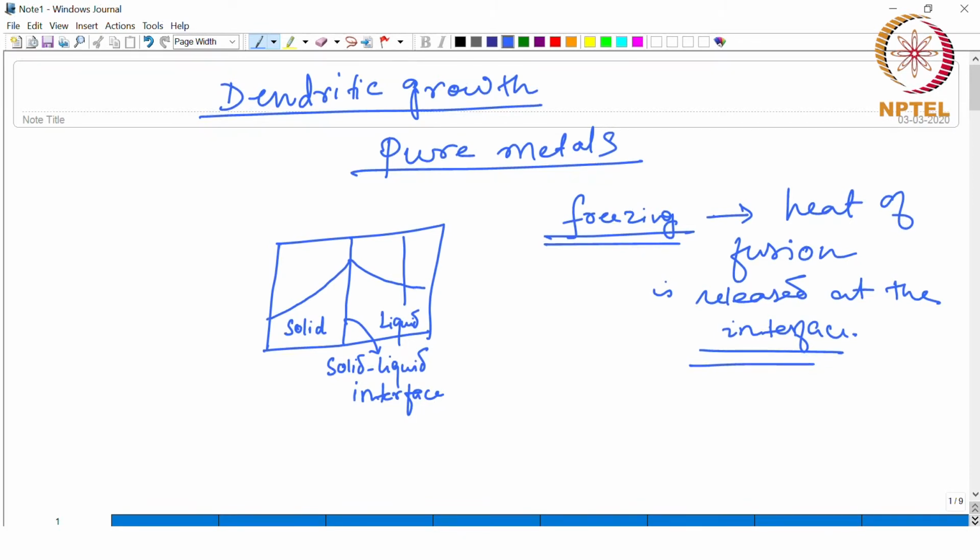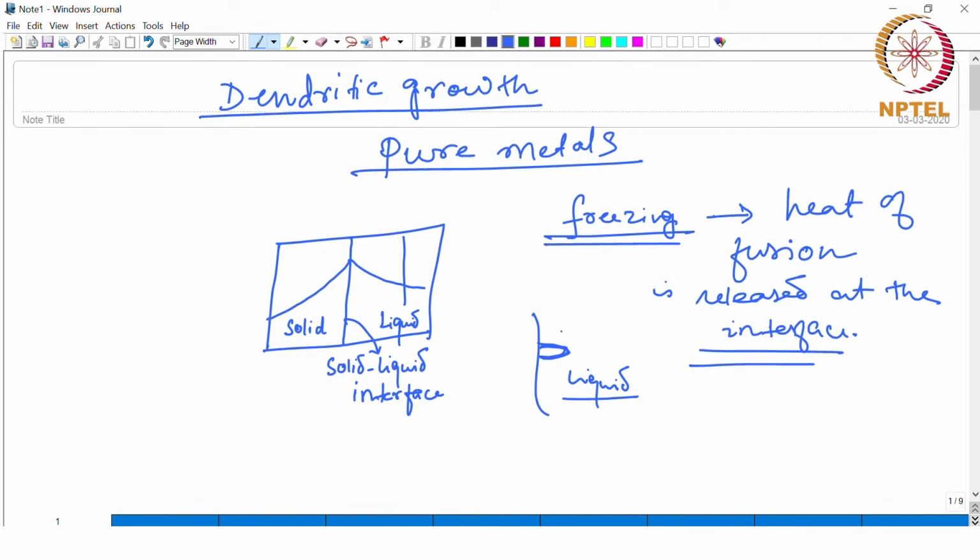So, now that the temperature in the liquid ahead of the interface is lower compared to the temperature right at the interface, any perturbations like this kind of growth, if it develops here in the liquid, since this part is cooler, this kind of cells or perturbations will feel super cooled or will become stable because of the lower temperature in the liquid ahead of the interface. Okay.